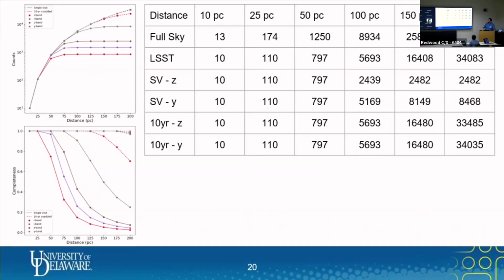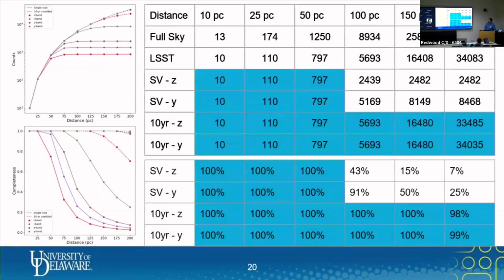And then the remaining 4 rows are the counts, either for a single visit or for the 10-year co-added visits in the Z and the Y band. And that's a lot of numbers and it's hard to read. But what I really want to point out is the completeness percentages. And this really underscores the importance of the Z and the Y bands for brown dwarfs.